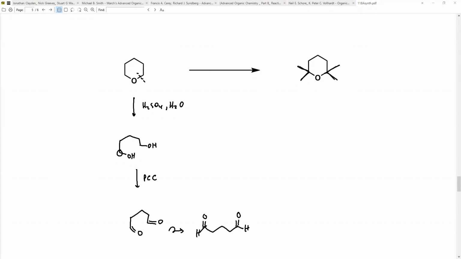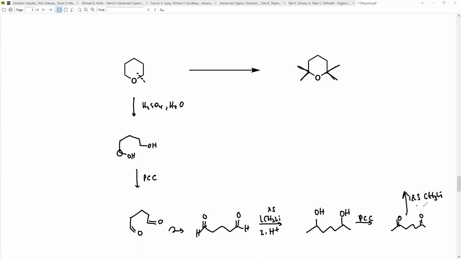And now I can go ahead and add my 2 carbons. So I can do a CH3Li, right? That will turn both of these into alcohols. I'll put excess here, as in there's just a lot of it. I can do PCC again, and then I could do excess CH3Li again, right?